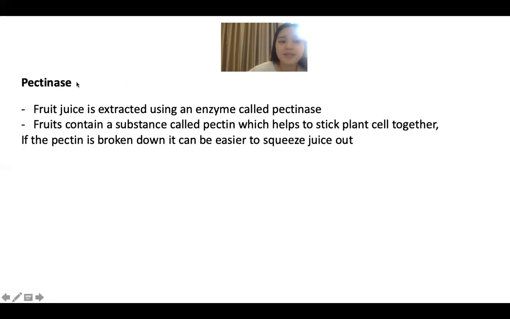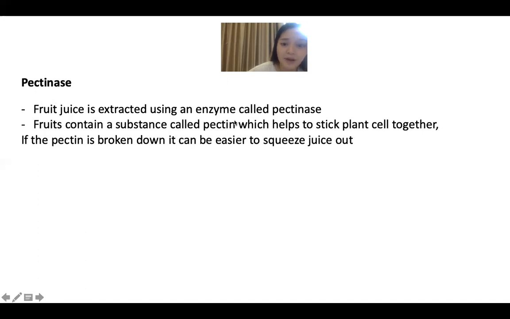Okay, another enzyme is pectinase. How come commercial juices like Tropicana or Sunkist are different from the juice that you make at home? Why is the juice that you make at home still very cloudy, still has fruit pulp? It's because commercially made juices in factories do use pectinase. Okay, this is an enzyme.